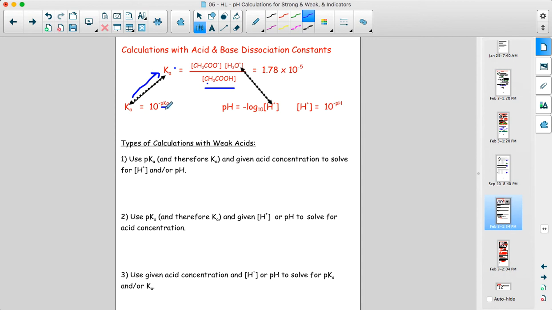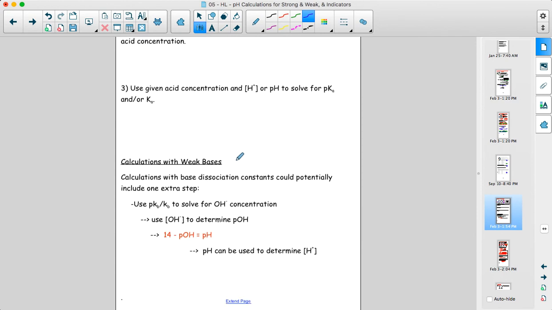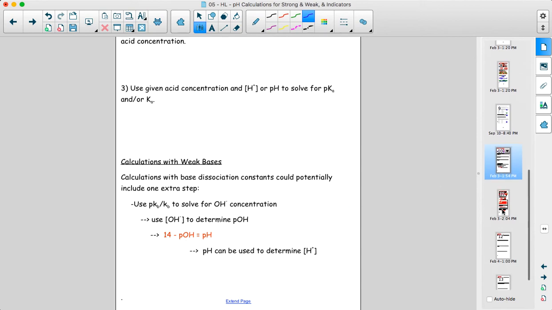You might also get pKa's and pH values. If you know the pH, you can get the H+. And if you know the pKa, you know the Ka, and therefore you'll know everything except the acid concentration. And finally, if you know an acid concentration and the pH, you could solve for an unknown Ka or pKa. So it all ends up being algebra, but there are different approaches. With weak base calculations, there's always the added step that you're really solving for OH minus and pOH, so remembering that pOH and pH add up to 14 is the last step.